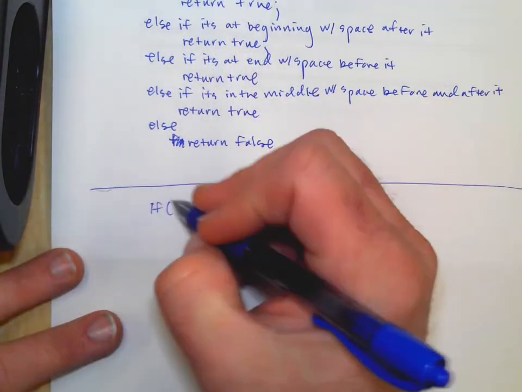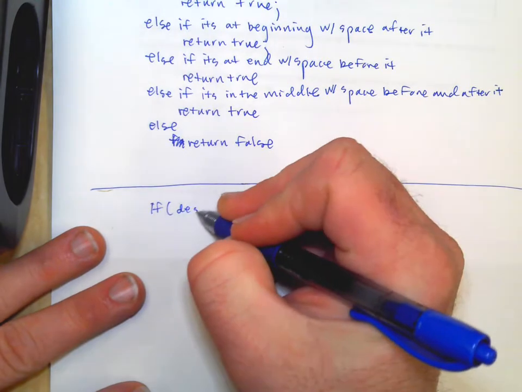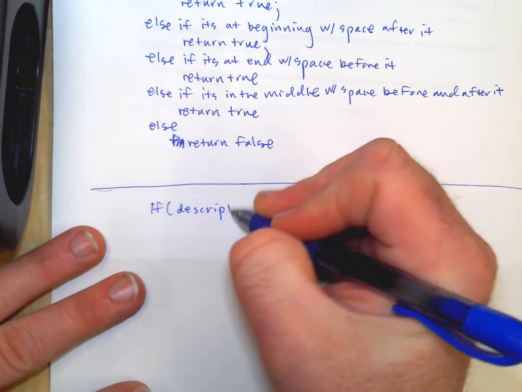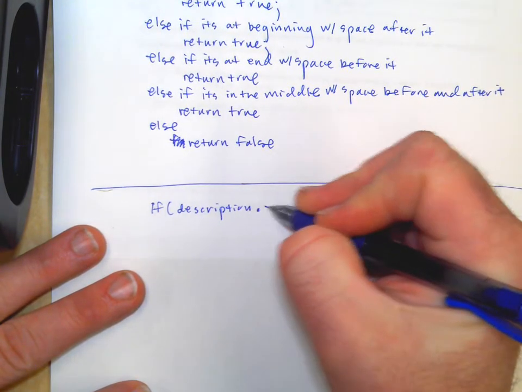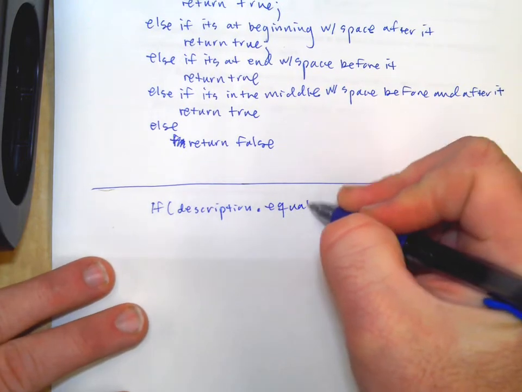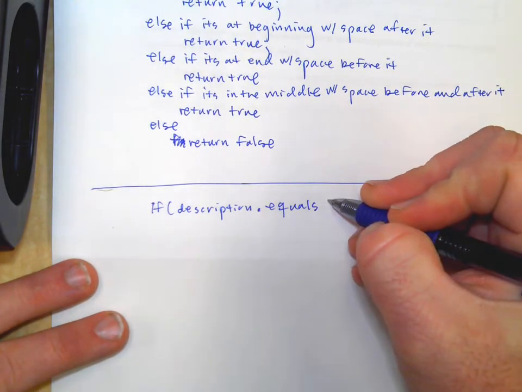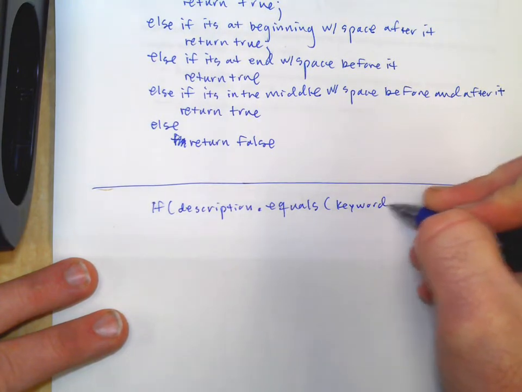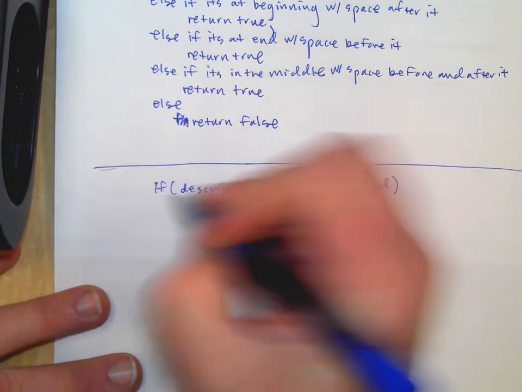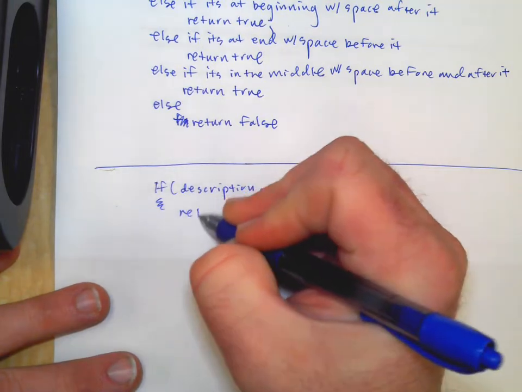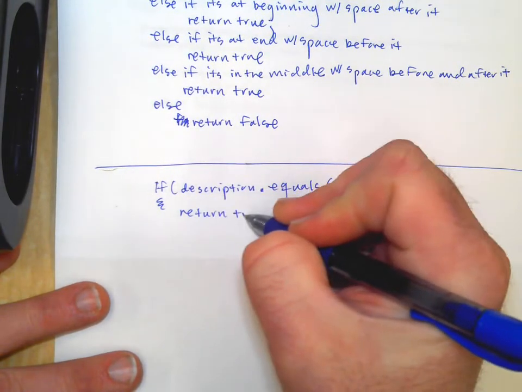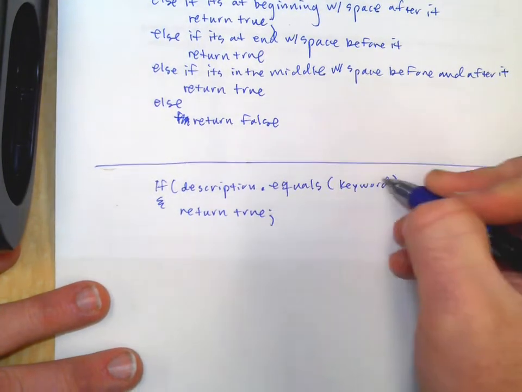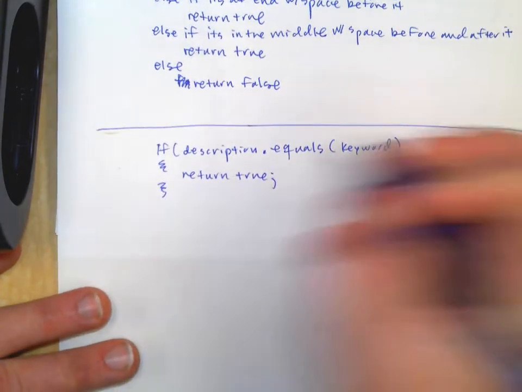So, if it's exactly the word, I'm going to say description dot equals keyword. We don't use double equals with objects, including strings. Return true. So that's the exact word. It is totally equal to it. Else if.